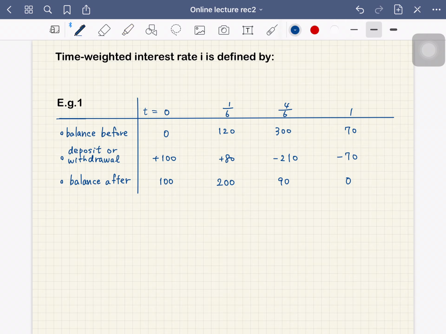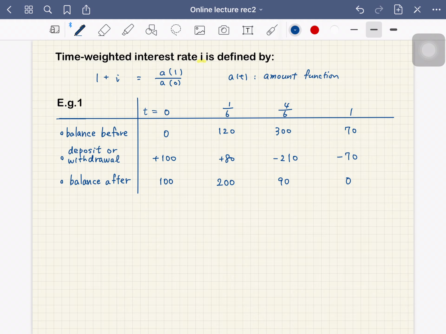So what's the definition of time-weighted interest rate I? That is defined by 1 plus I is equal to A of 1 divided by A of 0. So here, A of t is the amount function. So A of 1 means the amount at time 1, and A of 0 is the amount at time 0.